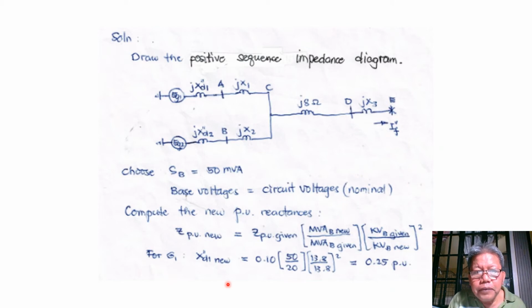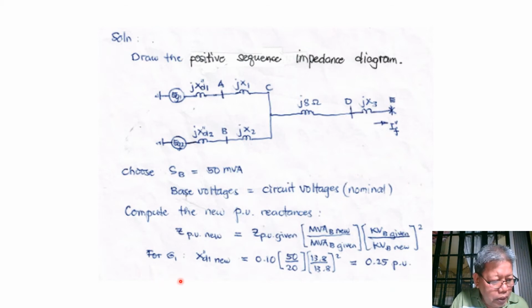So after choosing our common MVA base, we can now compute the new per unit reactances based on our formula: the new per unit value is equal to the given per unit value of Z or reactance, times the ratio of the new MVA base to the given MVA base, and times the square of the ratio of the given kV voltage base to the new kV voltage base. So this is our formula for the conversion of impedances or reactances.